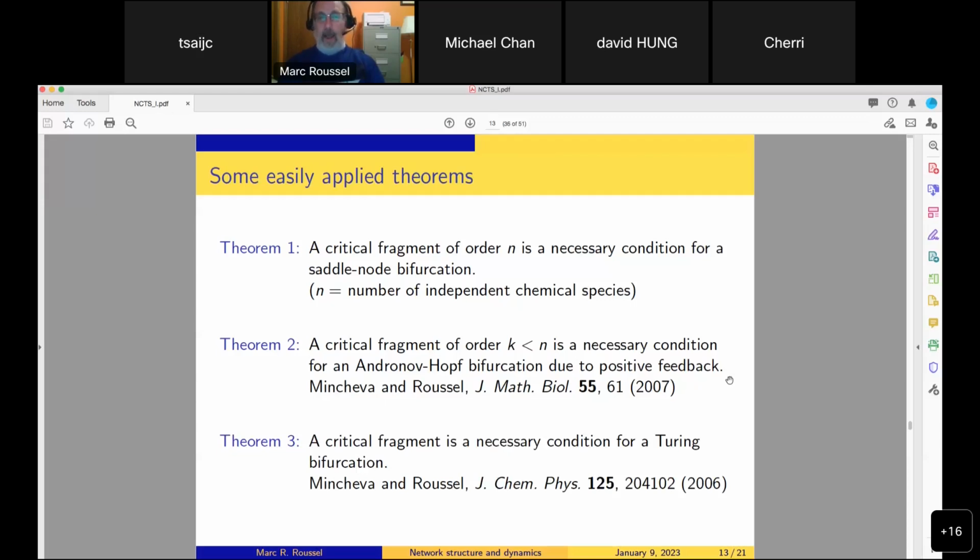Okay, now it turns out a critical fragment is also a necessary condition for a Turing bifurcation. So if you're going to have a Turing bifurcation, you have to have a critical fragment. That was published a little bit out of order, because of the way these things go. It was published before the paper that laid out the basic theory in GMAT Bio. All right, so we have these three nice theorems.